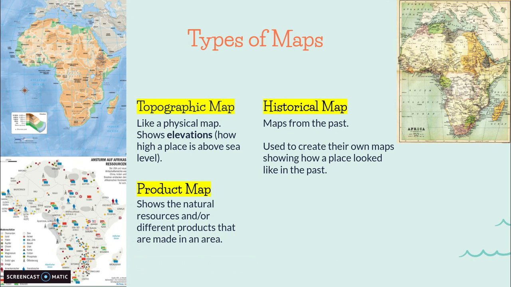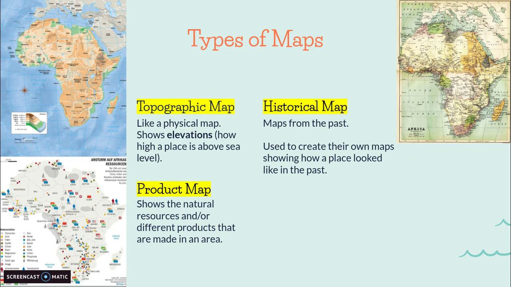Historical maps. Maps from the past. All right, so these are maps that represent a time of the past. And these historical maps are used to create their own maps showing how a place looked in the past. So cartographers will use maps from the past. Okay, let's say a map of Africa from 1911. Cartographers would use that map to create their own map to show people what Africa was like back then.